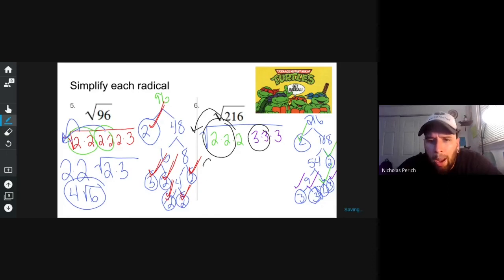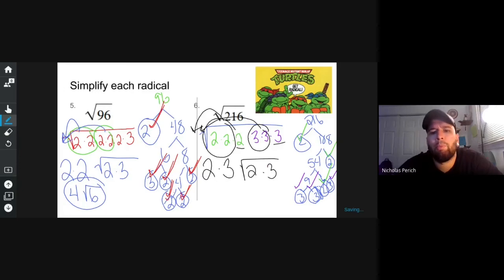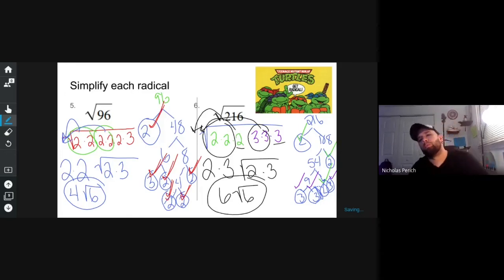Bring out each identical pair, but only bring out one of them. If I bring out one 2, I have a 2. If I bring out one 3, I have a 3. And what do I have inside? 2 and 3. 2 times 3 is 6. Square root of 6. Done.